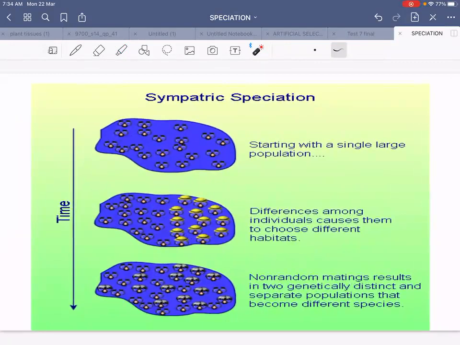Symbolically or diagrammatically, sympatric speciation has been shown to you. It starts with a single large population. As you can see, time is passing. Differences among individuals cause them to choose different habitats randomly. The cause is not known. Non-random matings result in two genetically distinct and separate populations that become different species.